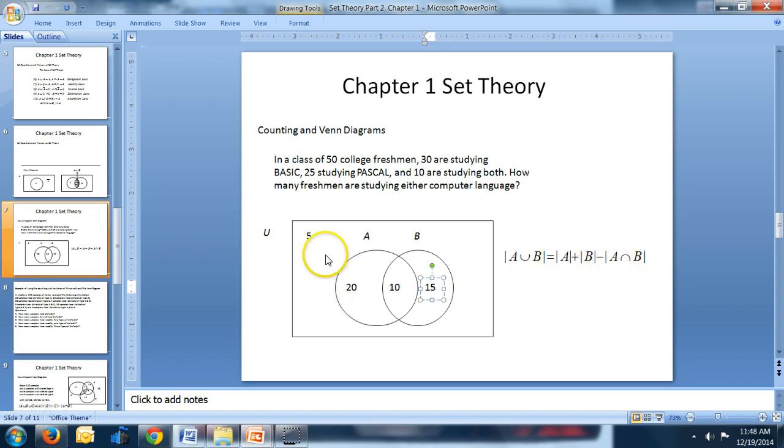Now remember, the rest of the group, which is the 50 students, will be outside in here, which is the 5, which is the complement of the union. This is the union, this is the complement of the union. We can look at this one in here as the intersection. That 5 is actually the intersection of the complement of A and the complement of B. And those are the 5.